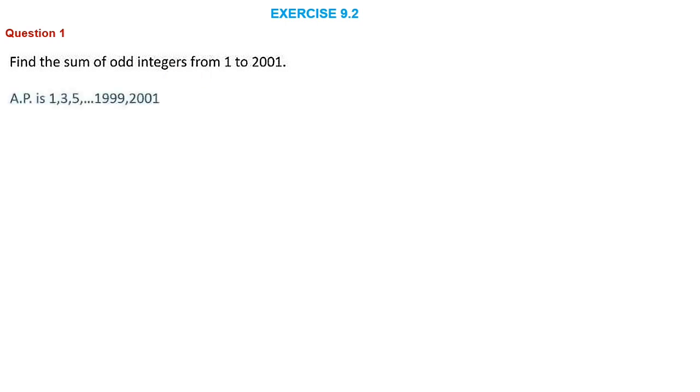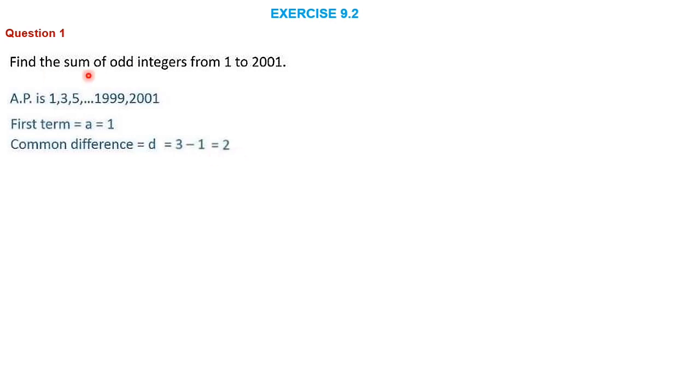So let's write the sequence. 1, the next odd number is 3, next odd number is 5, and so on. And the last term is given to us, 2001. So let's write the first term a is 1 and the common difference is 3 minus 1, second term minus first one. 3 minus 1 is equal to 2.